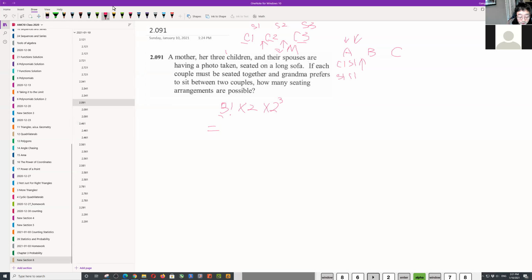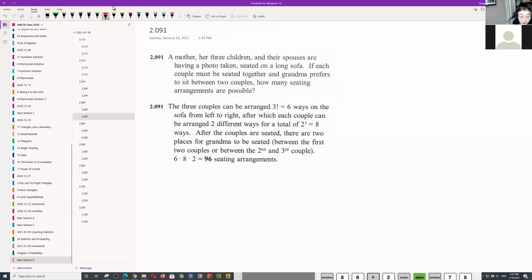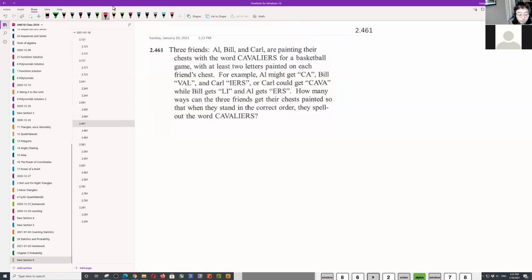So this is really simple, because this 3 factorial is just 6, and this is 2 cubed, which is 8. 6 times 8, that should be 48, so the answer should be 96, something like that. So let's check the answer. Yeah, it's 96.